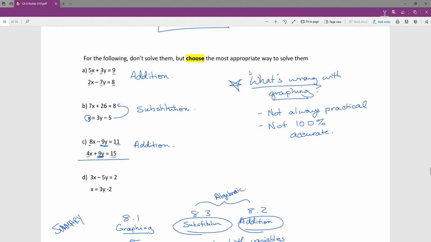The last one, if I take a look at that, I can see that the second equation is already solved for one of the variables, so that primes it and makes it quite simple to use substitution as a strategy for solving that system of equations.